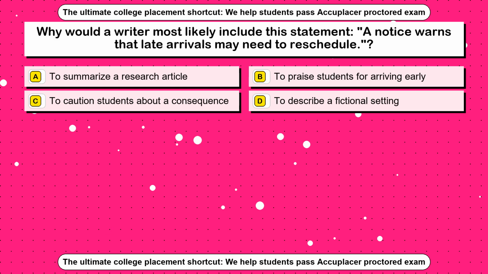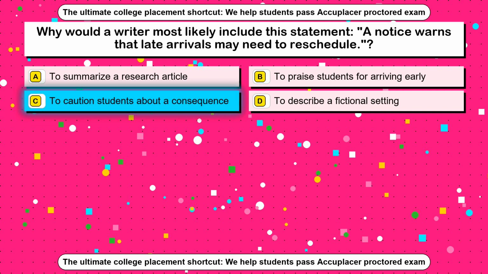Question 91. Why would a writer most likely include this statement? A notice warns that late arrivals may need to reschedule. Option A, to summarize a research article. Option B, to praise students for arriving early. Option C, to caution students about a consequence. Option D, to describe a fictional setting. The correct answer is option C, to caution students about a consequence.